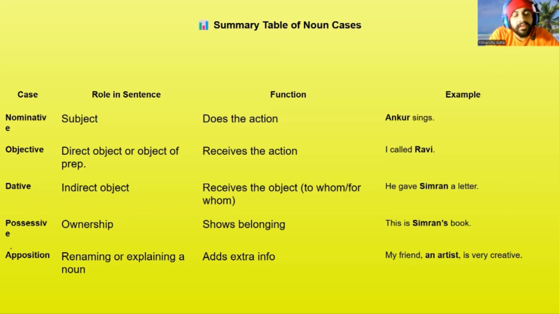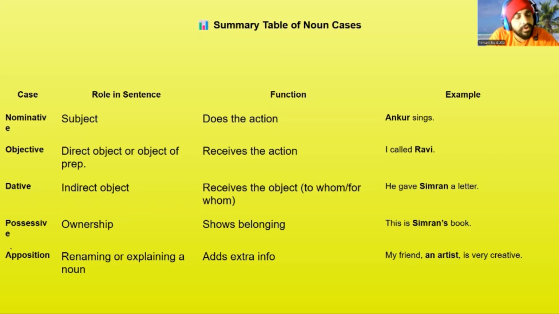Even in the dative case, we should have added receives the object or something like that. Receives the object is very important. In objective case, whomsoever is the person will receive the action. But in a dative case, somebody will receive the object. And in case of possession, obviously it shows belongingness of something.